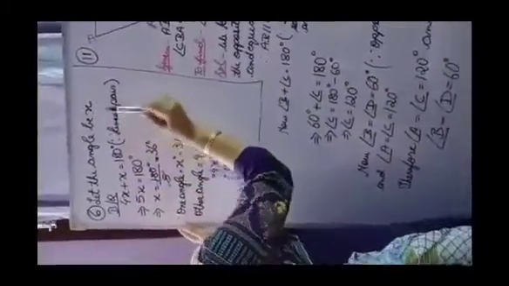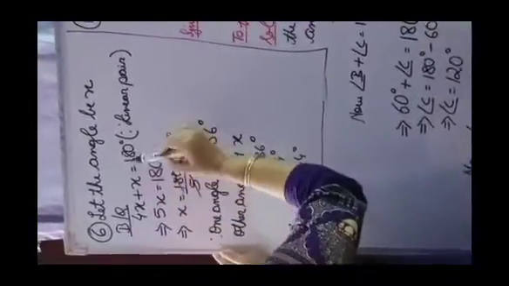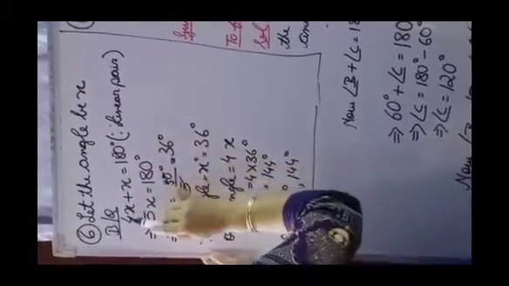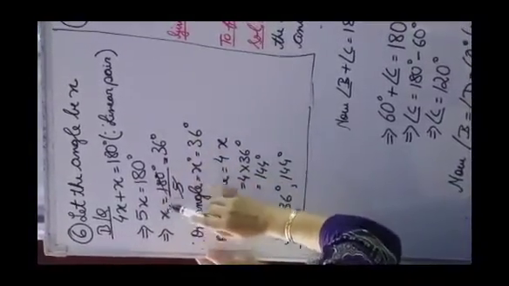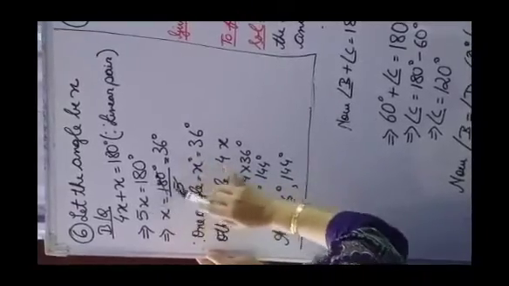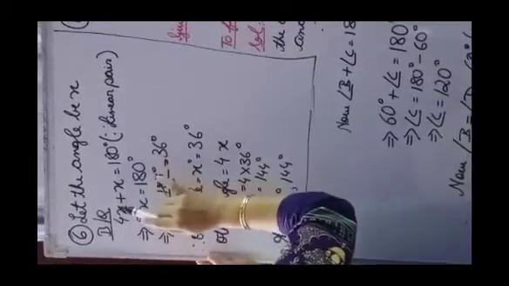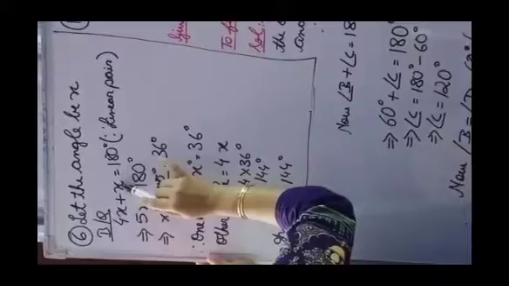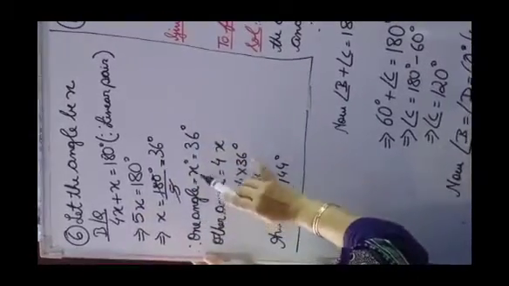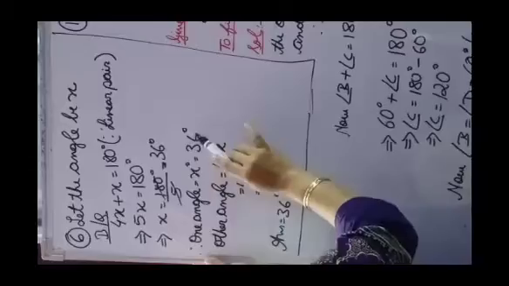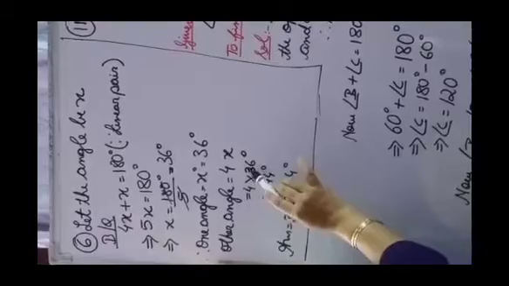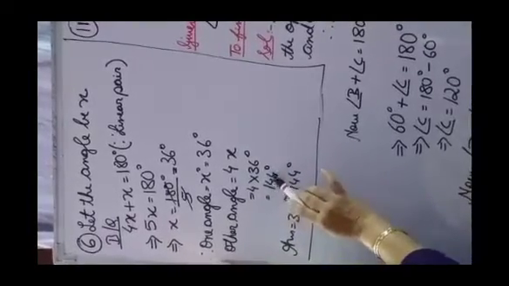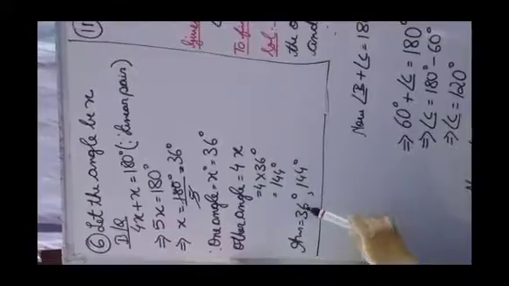Let the angle be x. So 4x plus x is equal to 180 degrees. So 4x plus x is equal to 5x, which is equal to 180 degrees. So the value of x is equal to 180 degrees divided by 5, that is equal to 36 degrees. So one angle is x, which is 36 degrees, and the other angle is 4x, that is 4 into 36 degrees, which is equal to 144 degrees. So these are the angles.